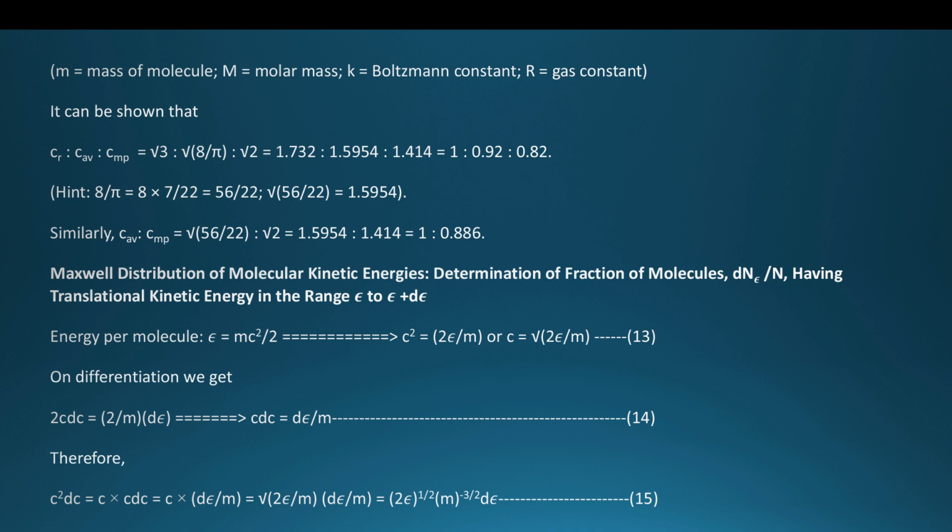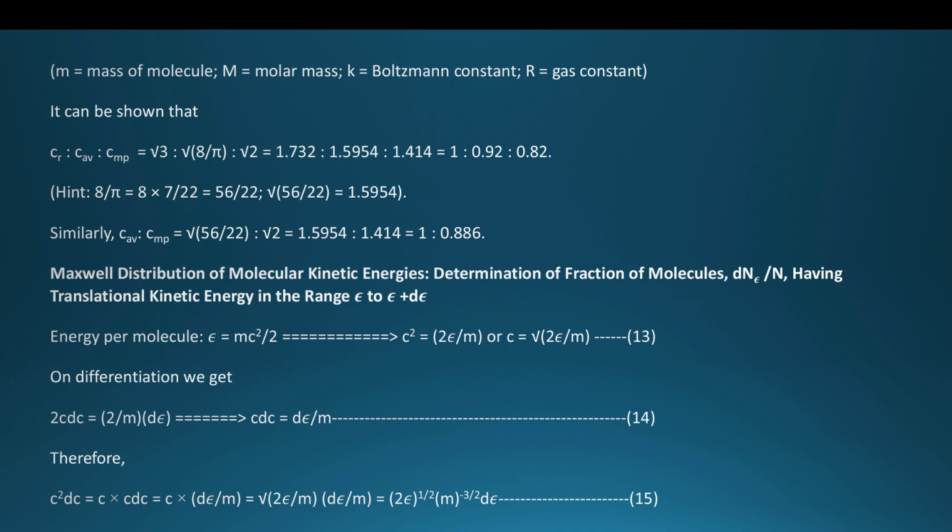The ratio of these three velocities, that is C root mean square, C average, C most probable, is 1 ratio 0.92 ratio 0.82. Similarly, C average ratio C most probable is 1 ratio 0.886. Now we embark upon another related point.